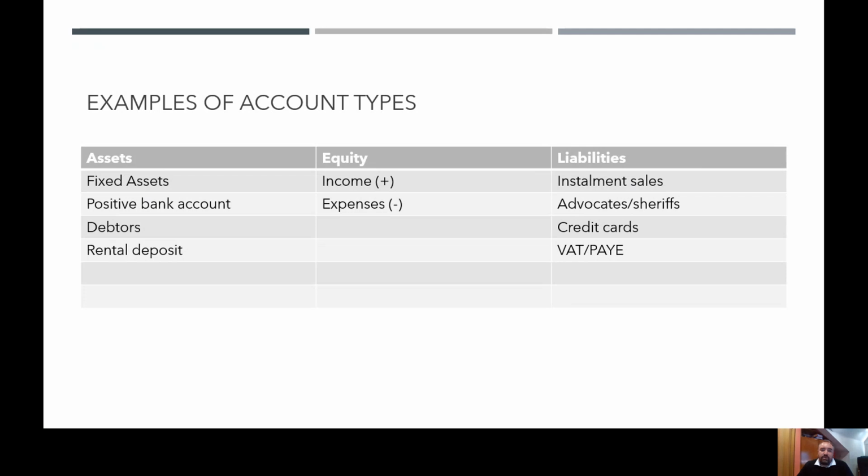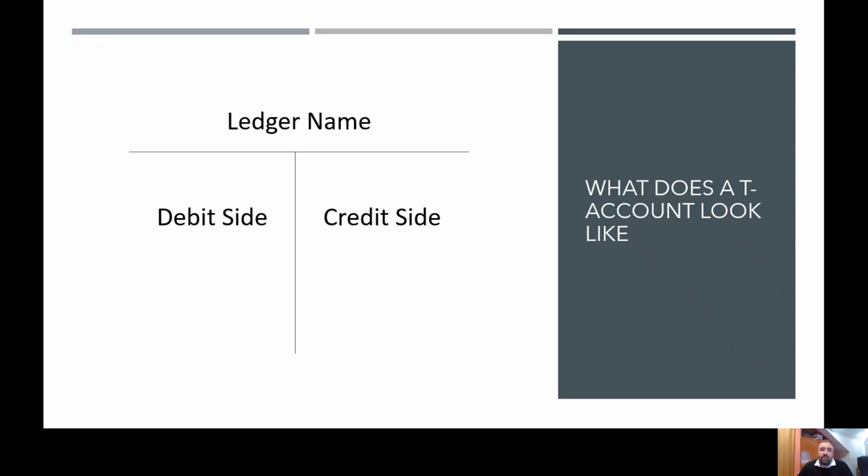Okay, and then under equity, we've got income and our expenses. So the way that I normally explain it to people is: income is when you can keep the money, and expenses is when you give someone money and they are not going to give it back. We'll do an example of that just now.